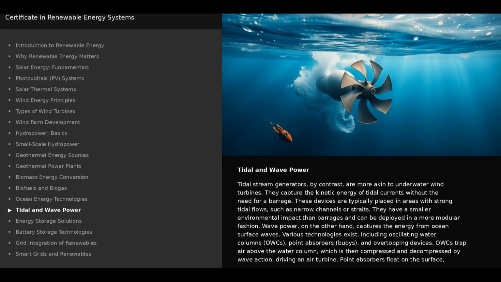OWCs trap air above the water column, which is then compressed and decompressed by wave action, driving an air turbine. Point absorbers float on the surface, converting vertical motion into electricity. Overtopping devices capture waves in a reservoir at a higher elevation, then release the water through a turbine. Both tidal and wave power offer immense potential for clean, predictable energy, though technological and economic challenges remain.